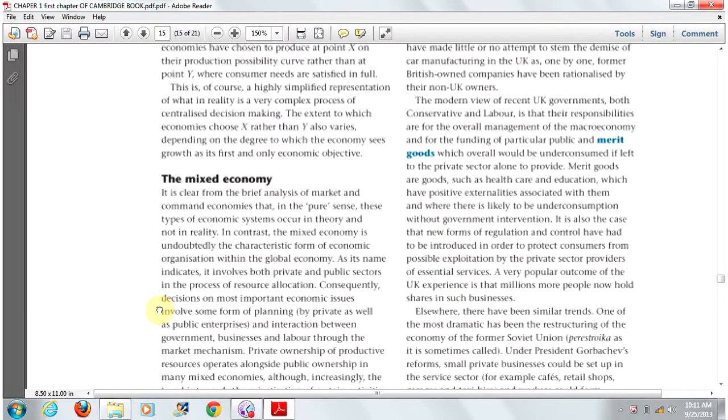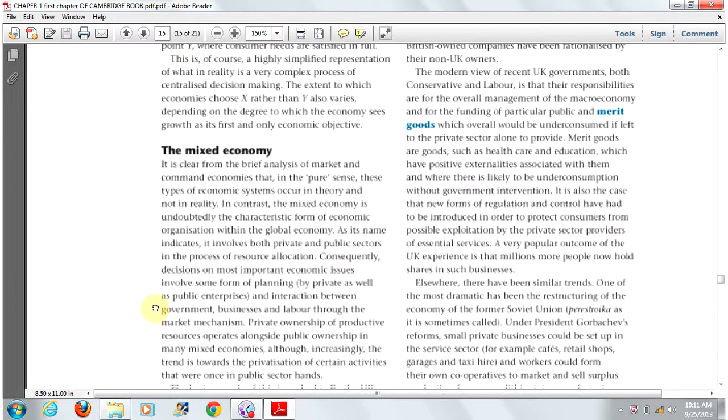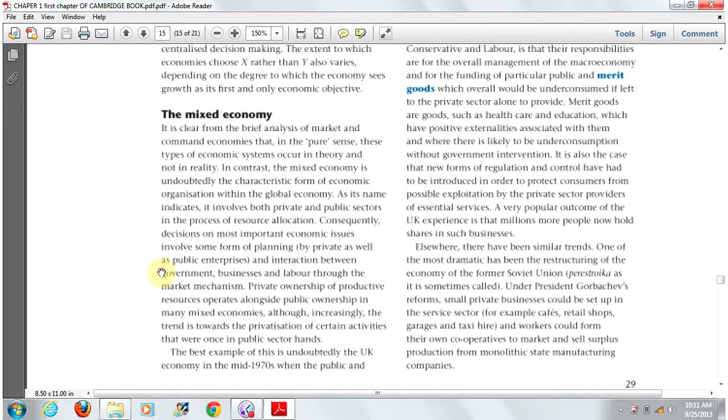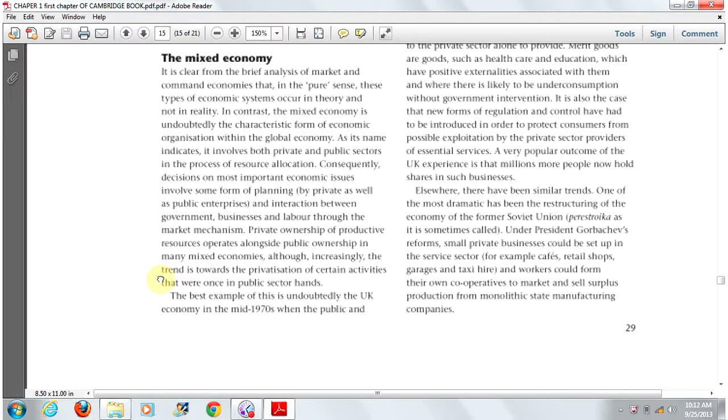Private ownership of productive resources operates alongside public ownership in many mixed economies, although increasingly the trend is toward the privatization of certain activities that were once in public sector hands. The best example of this undoubtedly is the UK economy, which in the mid 1970s had public and private sectors of broadly equal importance.